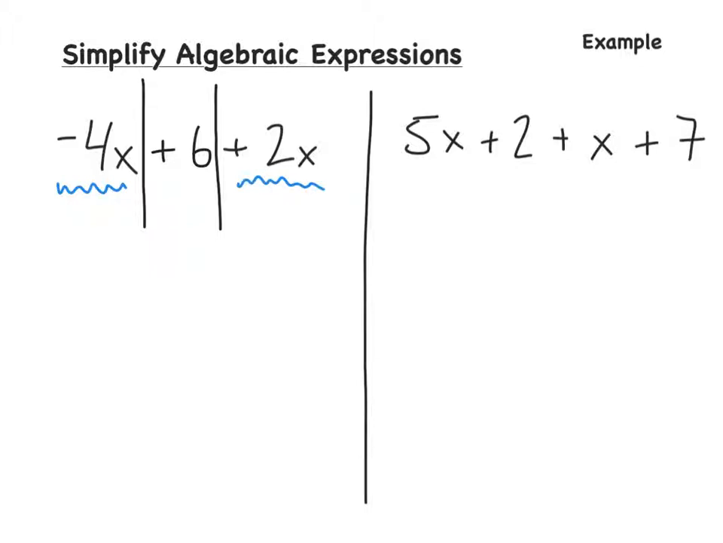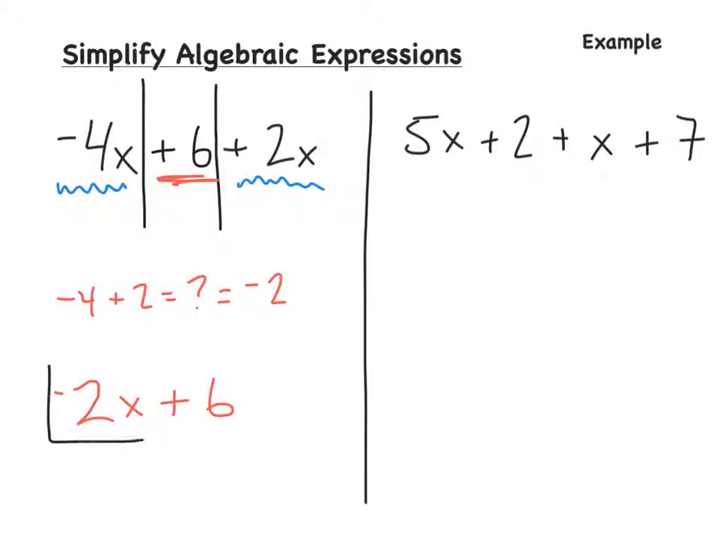plus 2x. So if we have negative 4x's, and we are going to combine 2x's, we can think of it like this. What is negative 4 plus 2? Negative 4 plus 2 is equal to a negative 2. So our answer is a negative 2x once we combine them, and then we just bring down this plus 6. So negative 2x plus 6 is our final answer when we combine them.